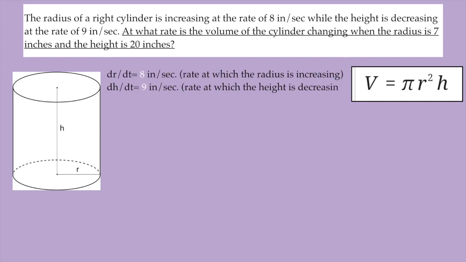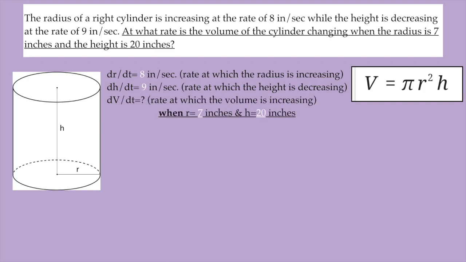And we're going to write what we're trying to find in terms of what we know. So we're given the rate at which the radius is increasing, which is 8 inches per second, and we're writing that with respect to time. We're given the rate at which the height is decreasing, which is 9 inches per second. And we're trying to find the rate at which the volume is changing when r equals 7 inches and when h equals 20 inches.